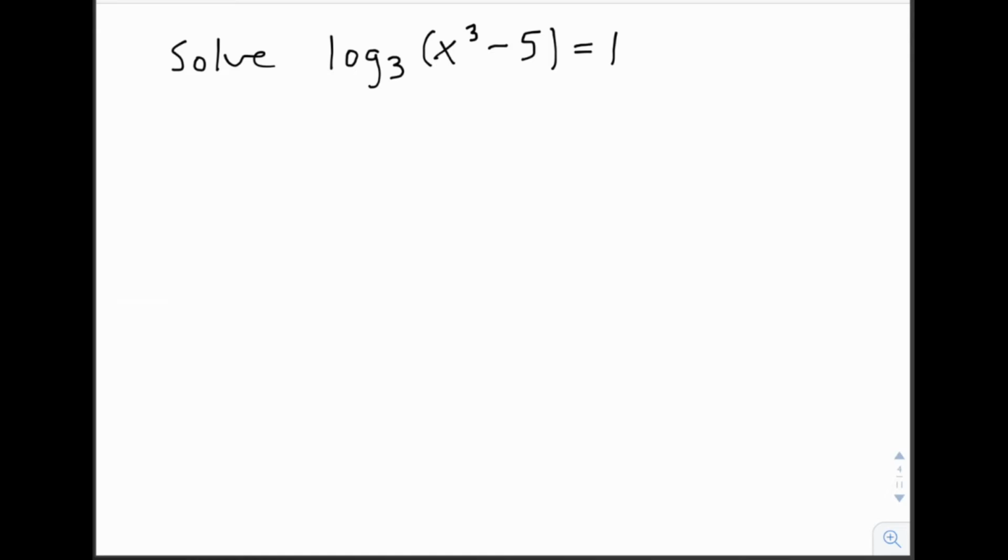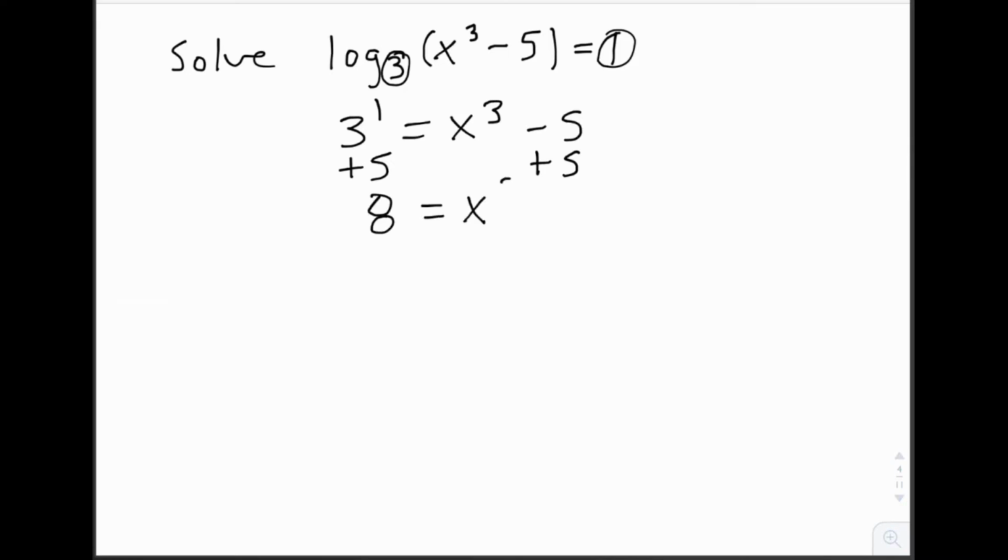So let's go ahead and see if we can rewrite this in exponential form to create some sort of equation that's a little bit easier for us to solve. So again, we have a base of 3 and an exponent of 1 equal to x raised to the third minus 5. First things first, let's add that 5 over to the left hand side. So that will give us a 3 plus a 5, or an 8, equal to x raised to the third.